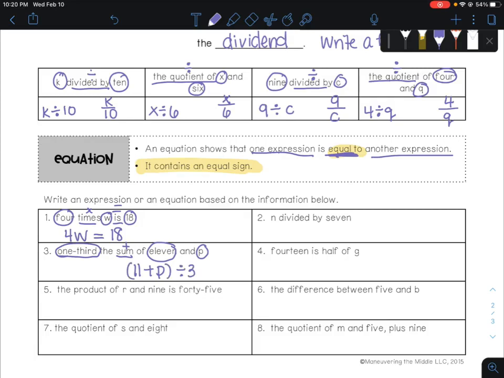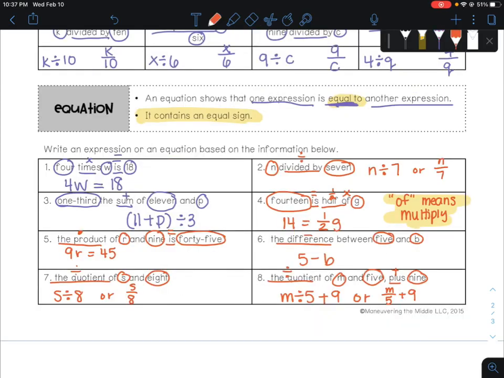And here are the examples 2 through 8, so that you can see those solutions if you want to try them yourself or just look over them. And just a note on number 4, if you see the word of, that usually means multiply.